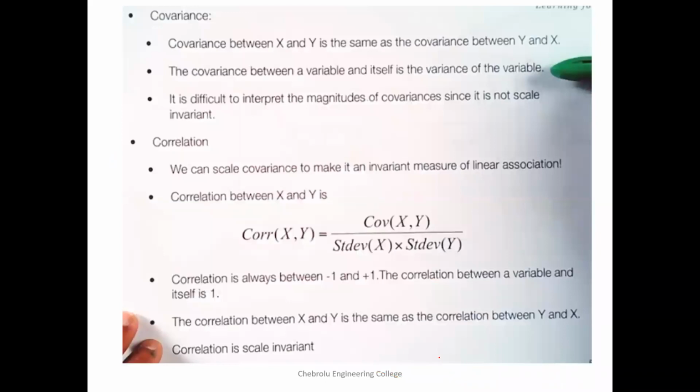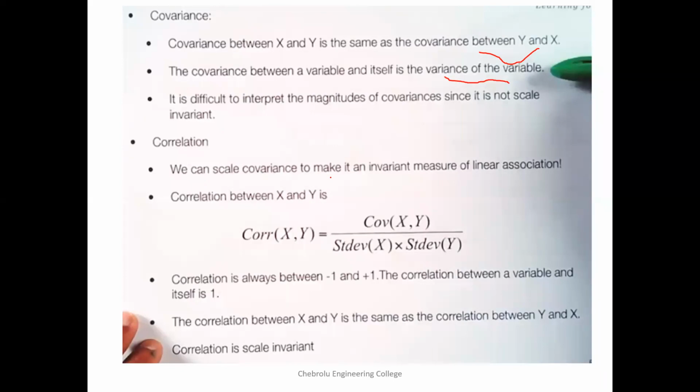Now, covariance between x and y is the same as covariance between y and x; there is no difference. Covariance between a variable and itself is the variance of the variable. It is difficult to interpret the magnitude of a covariance since it is not scale invariant. Right, now tell me what is called correlation.